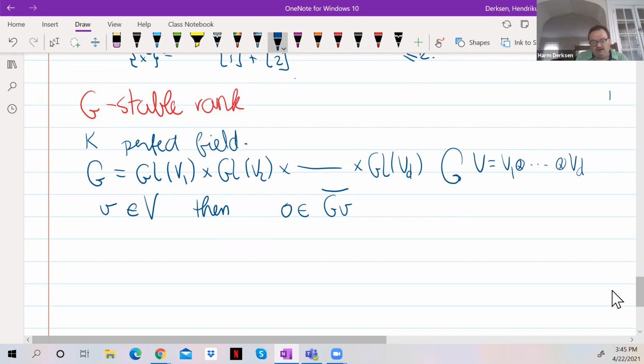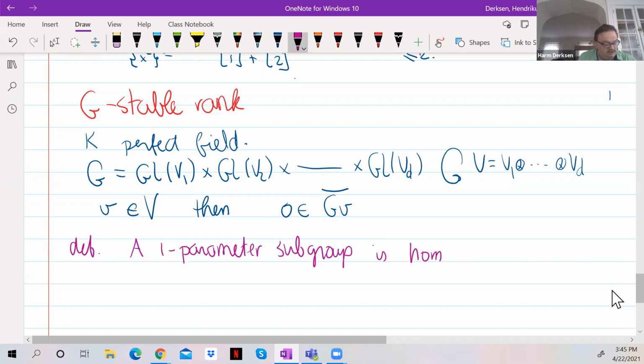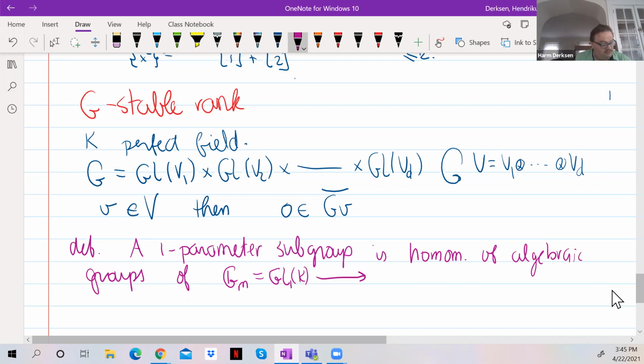But one question one could ask is, let me first define a one parameter subgroup. There's this Hilbert-Mumford criterion. A one parameter subgroup is a homomorphism of algebraic groups from what I often call the multiplicative group, which is just GL1(K), to our group G. You can make this definition for any algebraic group G. So this is a one parameter subgroup.